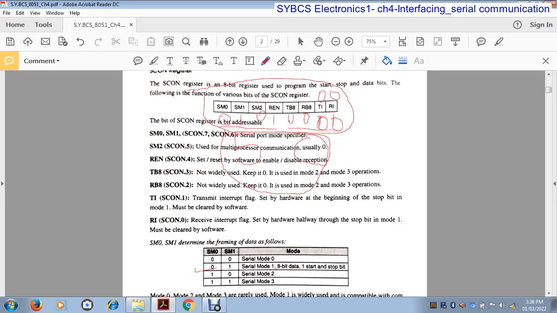That means mode 1 is selected, SM2 is 0, and REN is set. That means the receiver is ready to receive the information. Then TB8 and RB8, these two bits are not used, so they are also 0, and TI and RI are initially 0. So the value becomes 50, and the value 50 is stored in the SCON register. When we load the SCON register with the value 50, the microcontroller understands that mode 1 is used for serial communication purposes.